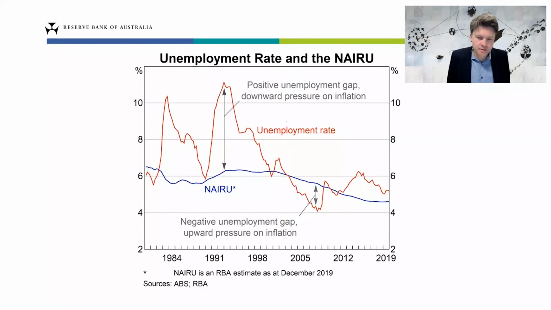On this graph, you can also see some periods where the unemployment rate was very close to the NAIRU. So, around 2011-12, the unemployment rate was close to the NAIRU. And it's during these periods that people could reasonably argue that we were fairly close to full employment in the labour market. And when the unemployment rate is close to the NAIRU, there's no material upward or downward pressure on inflation. And inflation is just tracking along at a rate that's consistent with the RBA's 2 to 3% target.